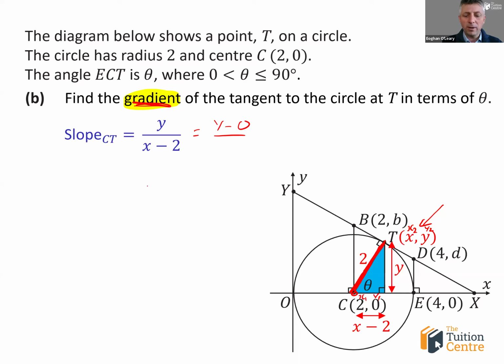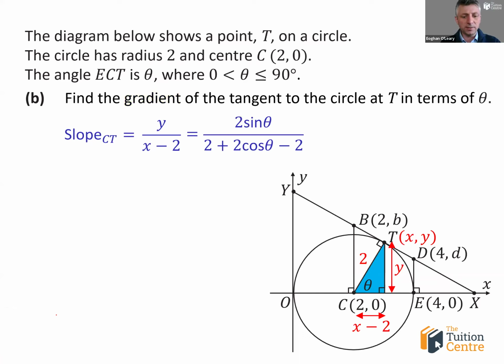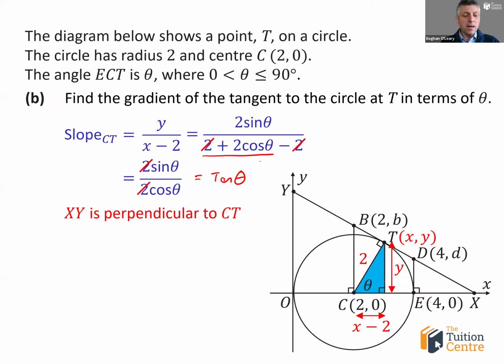So it's y minus 0 all over x minus 2, okay? And because we know what y is equal to, y is 2 sine theta, and x is 2 plus 2 cos theta, we can fill those in. We can see what's going to happen here. The 2's are going to cancel, and then we can in fact divide a 2 into the top and the bottom. So now the slope of this is actually going to be equal to tan of theta. So that'd be the slope of the radius, tan theta.